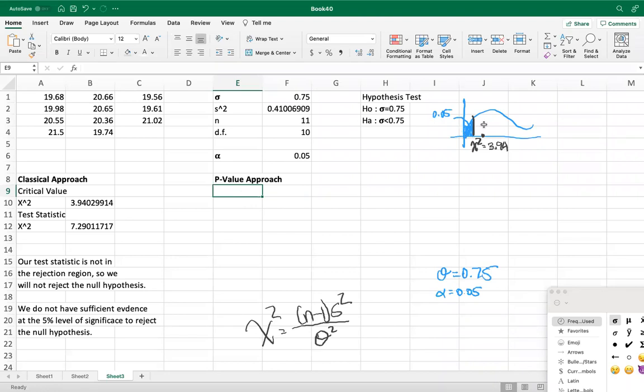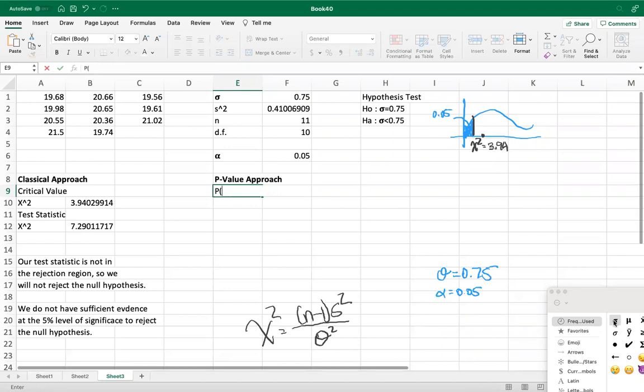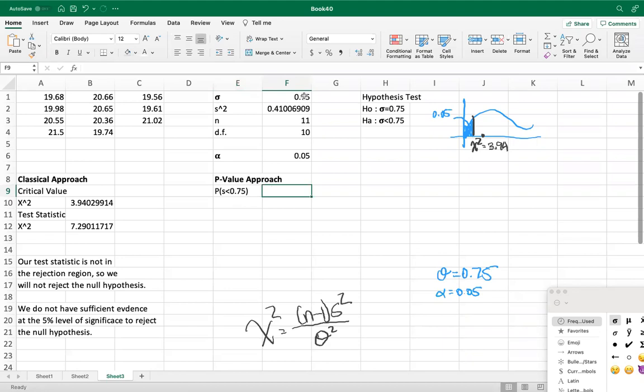So this time we're less than. What we're going to look for is the probability of our sample standard deviation being less than 0.75. And because Excel is already going to look at the data to the left of whatever value we give it, we don't have to do anything too crazy here. So here we just have to test that probability.